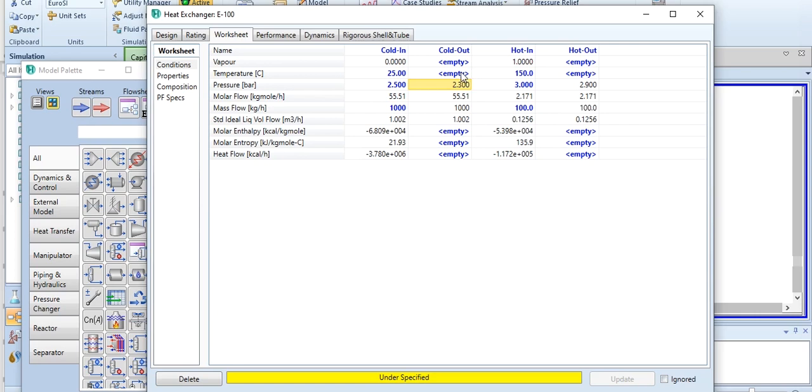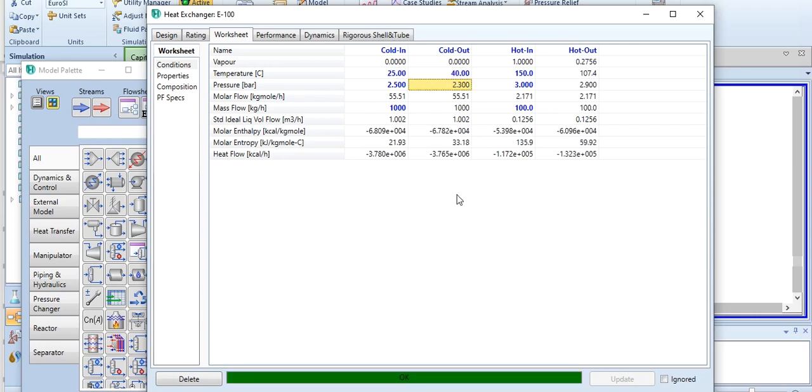As we know, the outlet temperature of water is specified as 40 degrees centigrade. So we will enter it here, and as you see, this bar has turned green. It means it has converged successfully. And as you see, the outlet temperature of this stream is 107.4 at 2.9 bar.